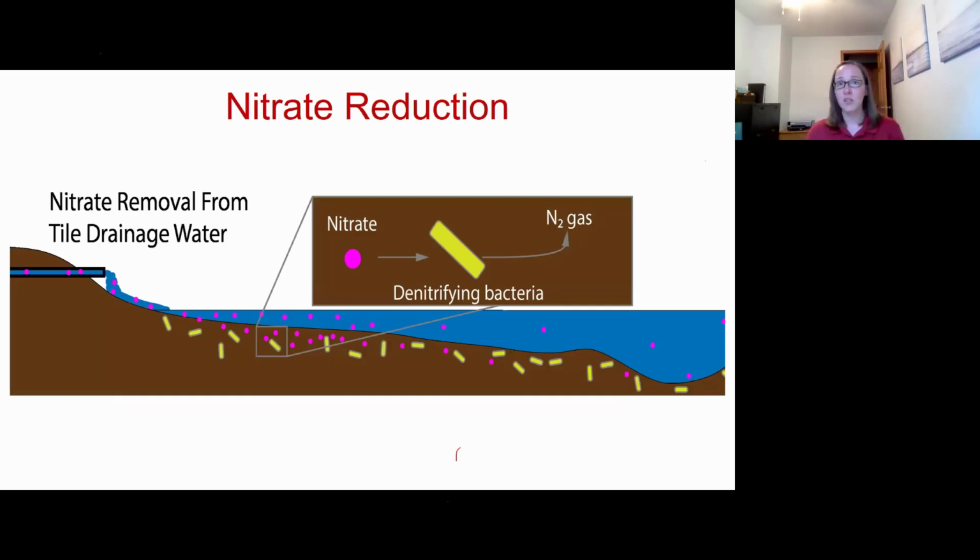Now, one thing that wetlands are really good at is nitrate reduction. So if you have nitrate coming in with your water, so in this case, those pink circles, those nitrate molecules can end up in the substrate, the soil of the wetland, where they can be taken up by denitrifying bacteria. These denitrifying bacteria convert nitrate to nitrogen gas. This nitrogen gas is then released to the atmosphere, effectively reducing the amount of nitrate that's in the water that could potentially be lost from the wetland.